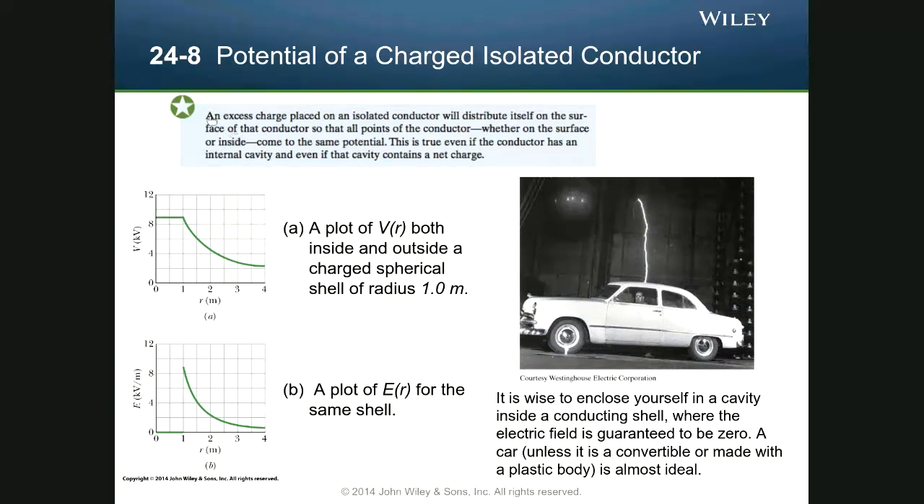So this is important to read. An excess charge placed on an isolated conductor will distribute itself on the surface of that conductor so that all points of the conductor, whether on the surface or inside, come to the same potential. This is true even if the conductor has an internal cavity, and even if that cavity contains a net charge. All right, so that's what we're basically seeing here.